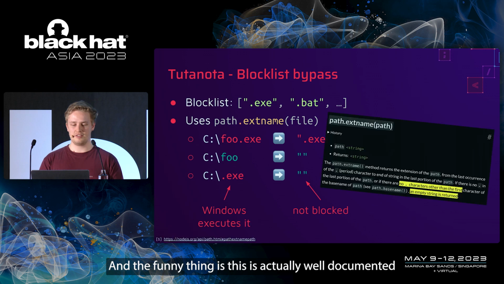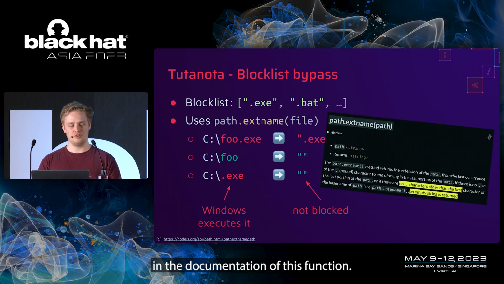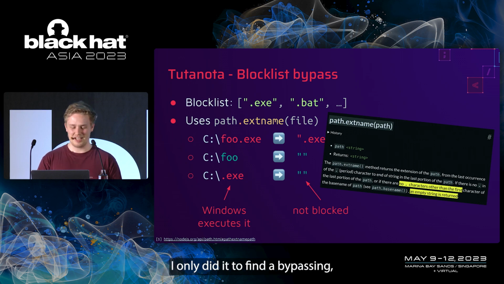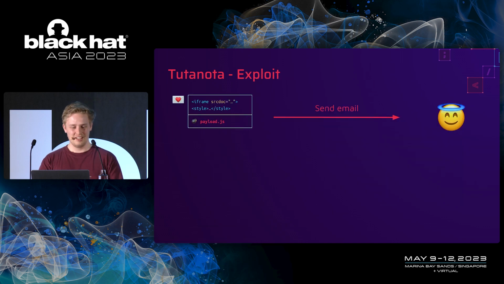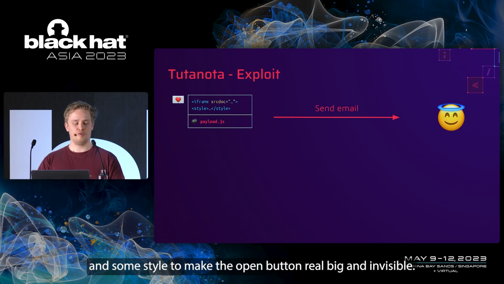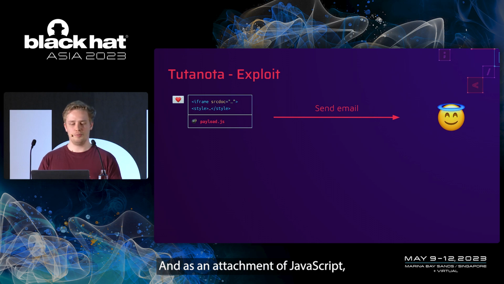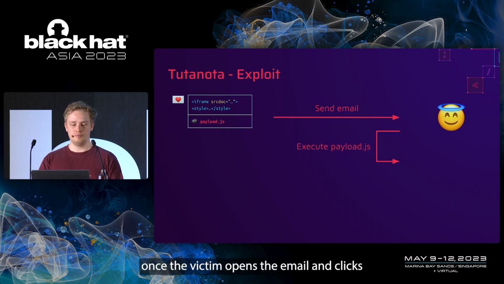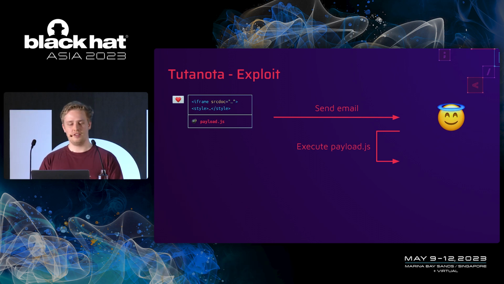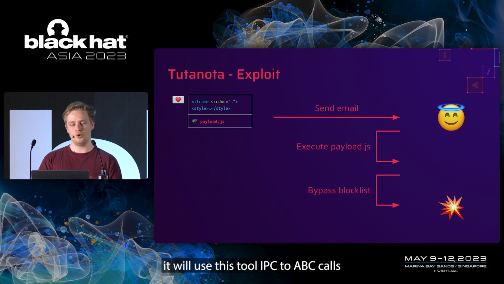And the funny thing is, this is actually well documented in the documentation of this function, but who reads documentation anyways? So I only did it to find a bypass. So let's put it all back together. First, we send an email that includes this iframe that reloads itself and some style to make the open button real big and invisible, and as an attachment, our JavaScript. Once the victim opens the email and clicks anywhere, which actually clicks the button, the JavaScript will start to execute, and once it executes, it will use these two IPC calls to actually run code on the system.